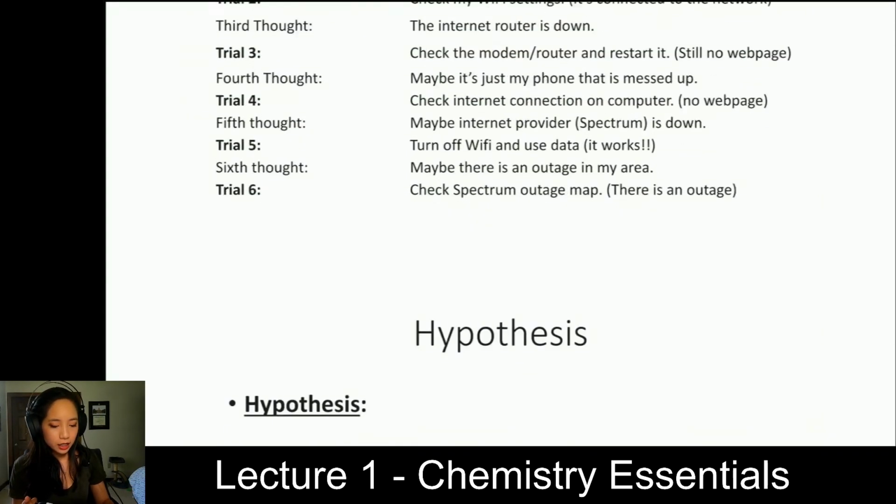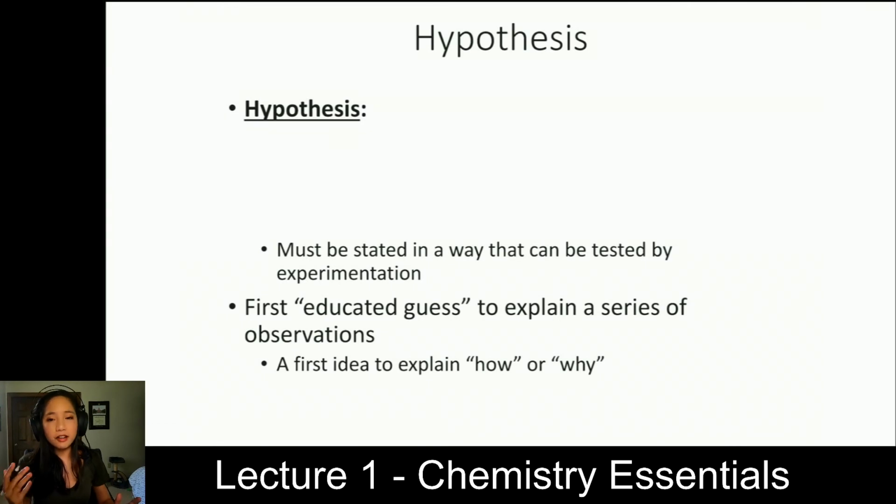So let's go into a couple more definitions. If we remember back to the four steps of the scientific method, the first was to make observations. So observe the things around us. I saw that the web page wouldn't load on multiple devices, all those things. Those are making observations. Next is to write a hypothesis. So what is a hypothesis?